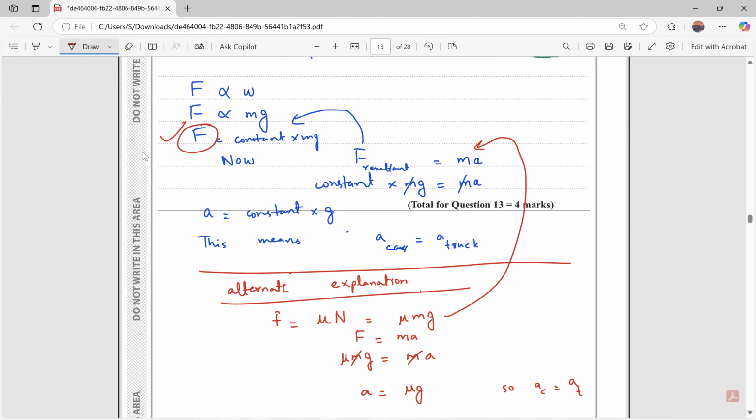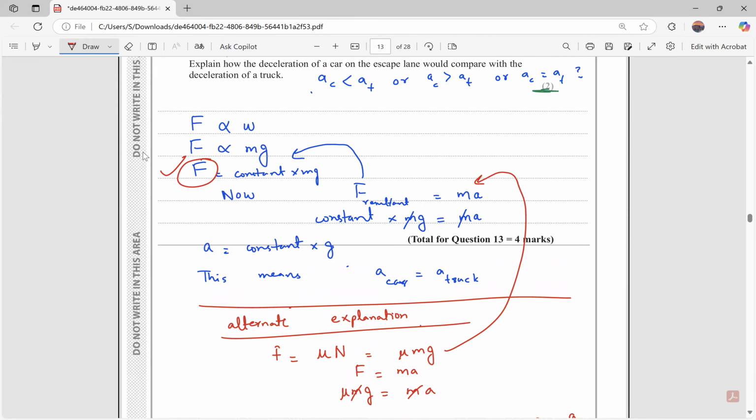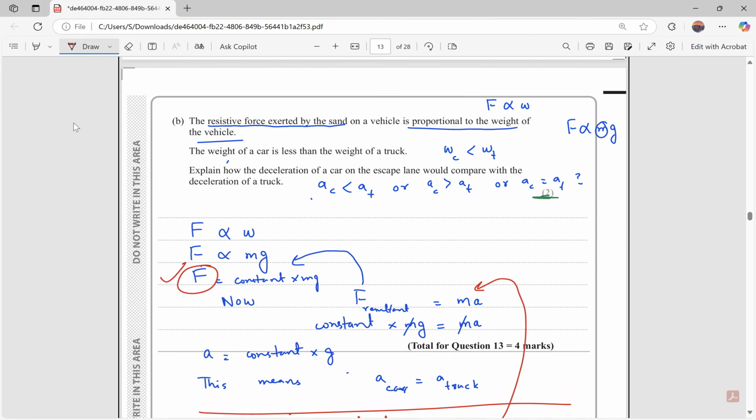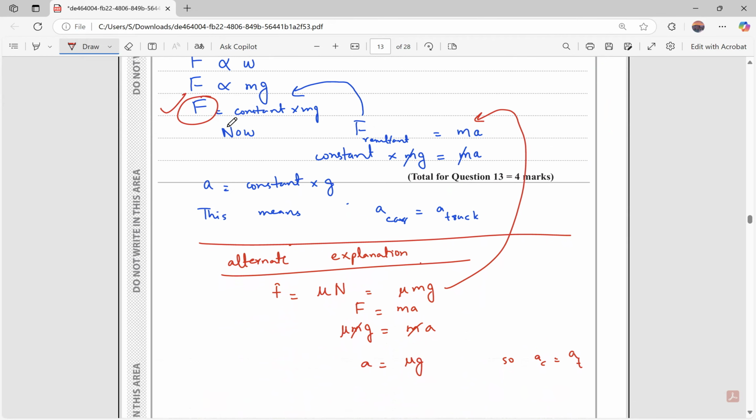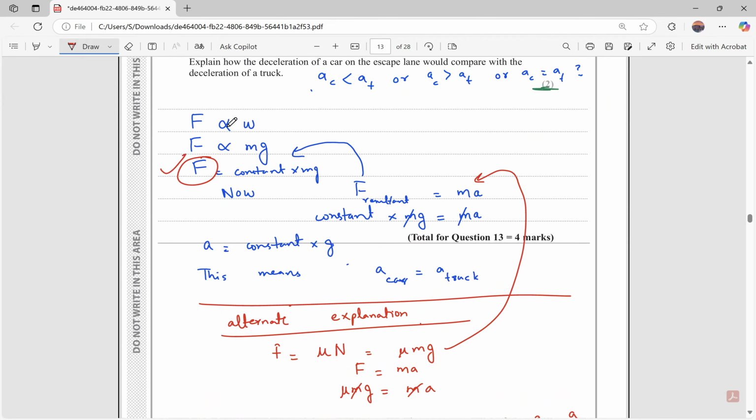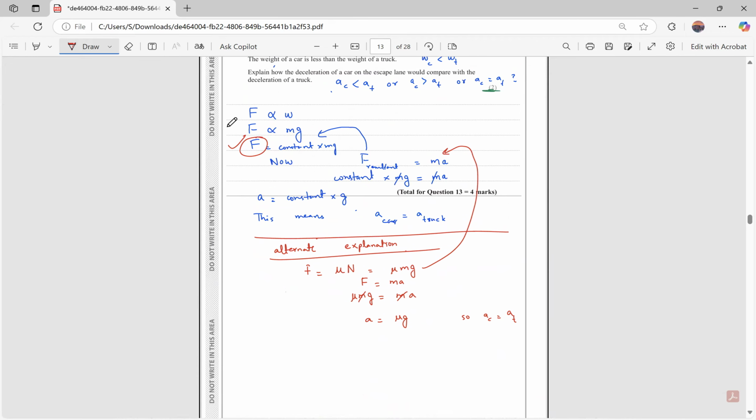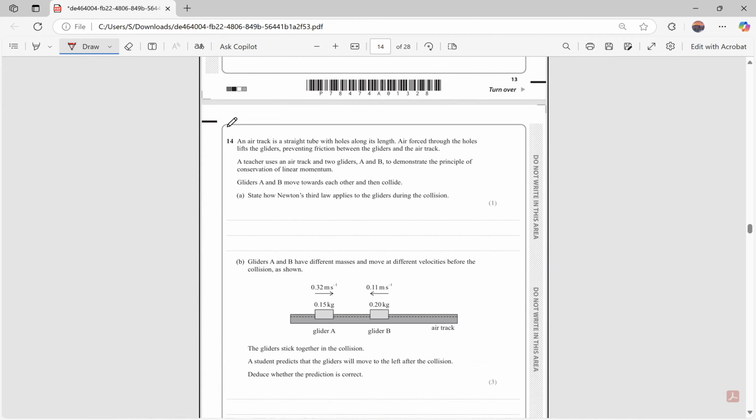Let me know what explanation you find better or easier to understand. However, the first explanation would be preferred because that's what the mark scheme uses, and that also uses the terminology of the question, where they do not refer to the force as friction. I hope this part's clear. Okay, moving on to question 40.